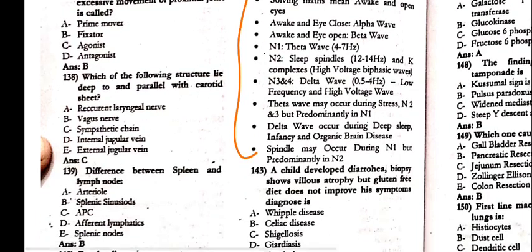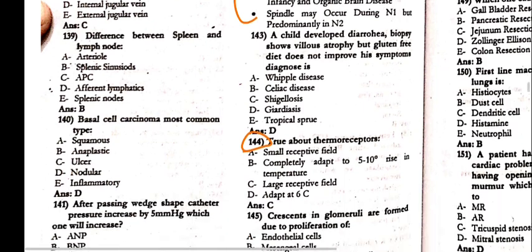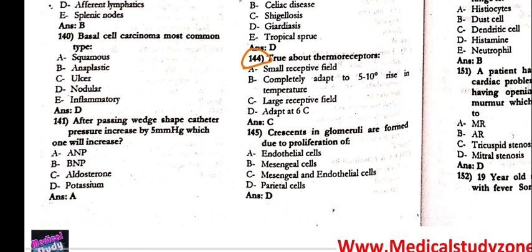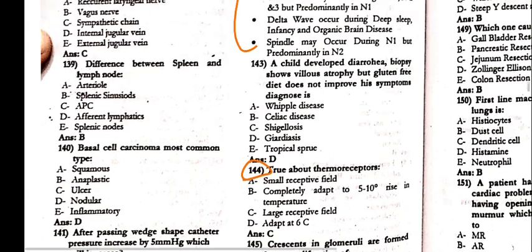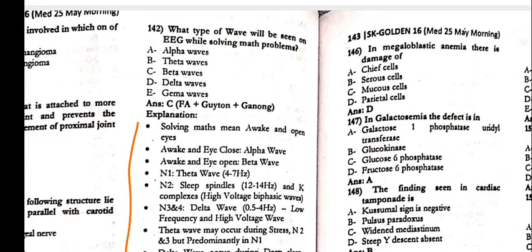138. The following structure lies deep to and parallel with the carotid sheath: the sympathetic chain. 139. The difference between the spleen and the lymph node would be the splenic sinusoids. 140. Basal cell carcinoma, the most common type is the nodular. 141. After passing a wedge-shaped catheter, pressure increased by 5 mm Hg, which one will increase? That is the ANP. Next, what type of wave will be seen on the EEG while solving math problems? That is the beta waves.